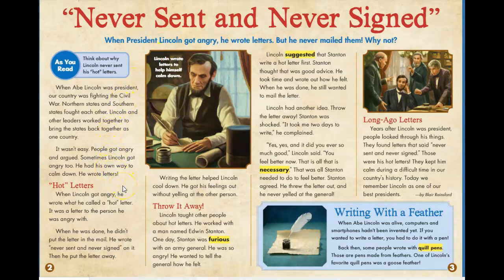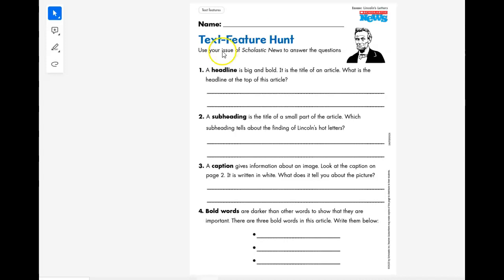So we have three subheadings. One of the three subheadings is about finding the hot letters. So which one of the three is about finding the hot letters? And on this line, we're going to write, the subheading that tells about finding the hot letters is, and you're going to write it.